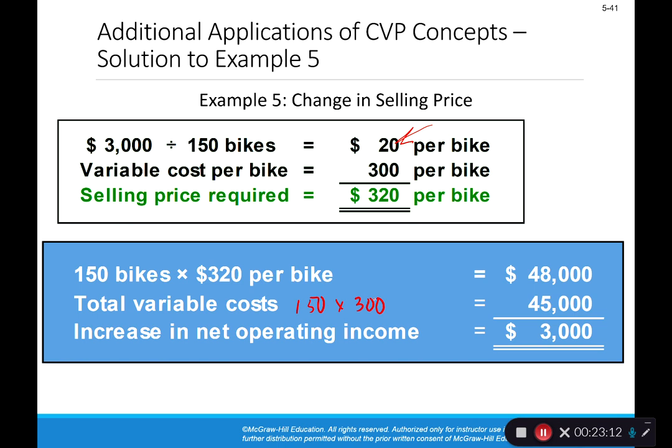Now you might say, wait a minute, this is sales, this is variable costs, that means this is CM. And you would be right. But remember, whatever happens to CM happens to profit. So if CM goes up 3, profit goes up 3 because in this problem, nothing was mentioned about fixed cost changing.